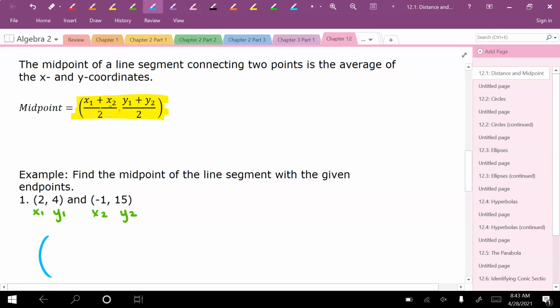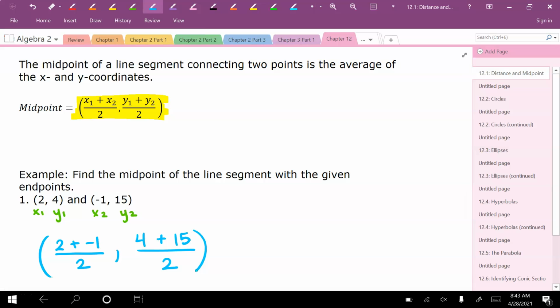So we're going to do x1 plus x2, so that's going to be 2 plus negative 1, and we're going to divide that by 2. And then for the y's, it's going to be 4 plus 15, and we're going to divide that by 2. Now when I write it, I'm putting it in parentheses and I'm putting a comma in the middle because I'm finding a new coordinate. Because again, if I graph this, the midpoint would be somewhere in the middle and it would be representing another point on the coordinate plane.